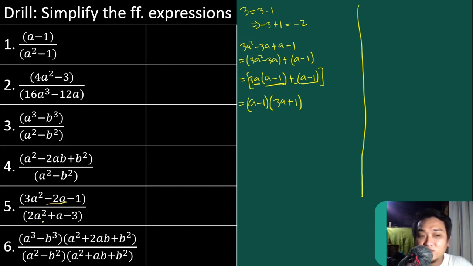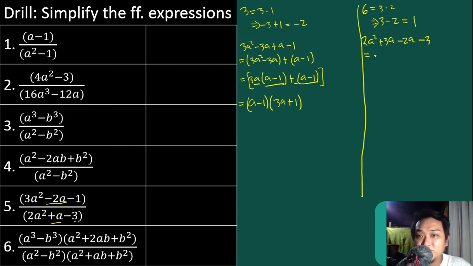Again, multiply 2 and 3, that will be 6. That is the same as 3 times 2. And what will be the proper sign of 3 and 2? That will make positive 1. So that will be 3 minus 2. 3 minus 2 is just 1. Now we are ready to expand the middle term of 2a squared plus a minus 3. Expand natin to. So, 2a squared plus 3a minus 2a minus 3. Okay.